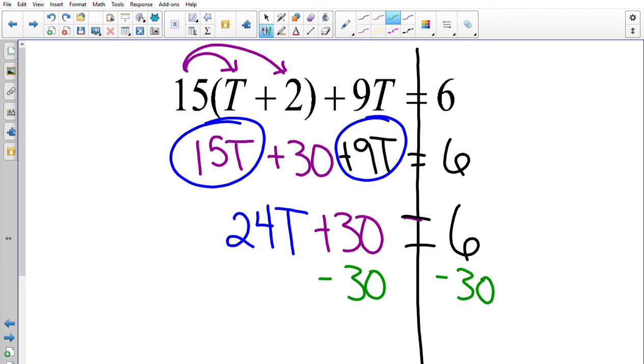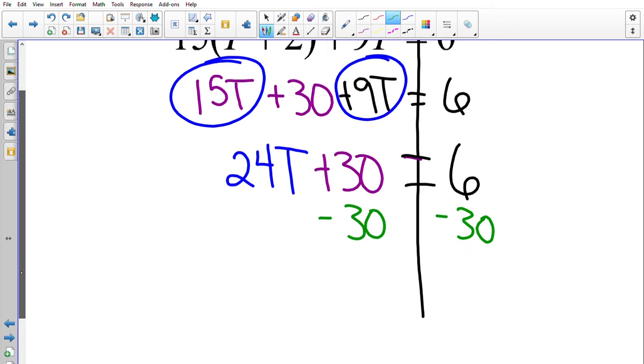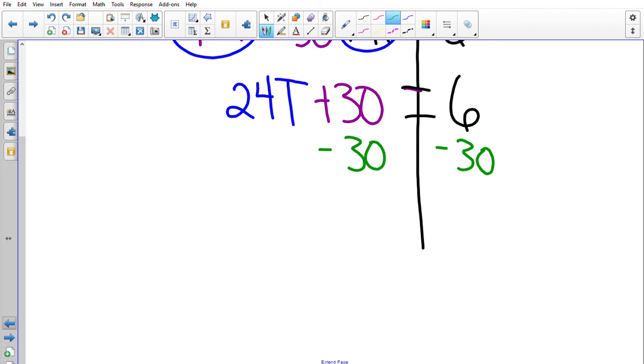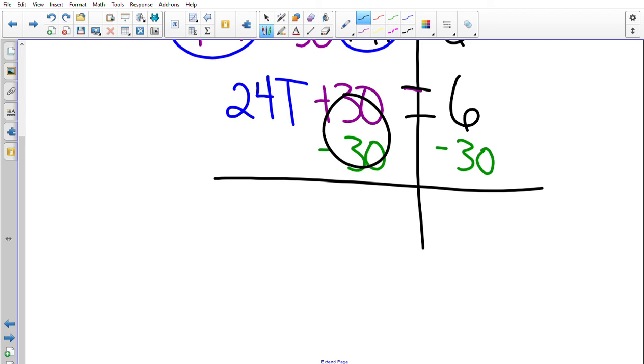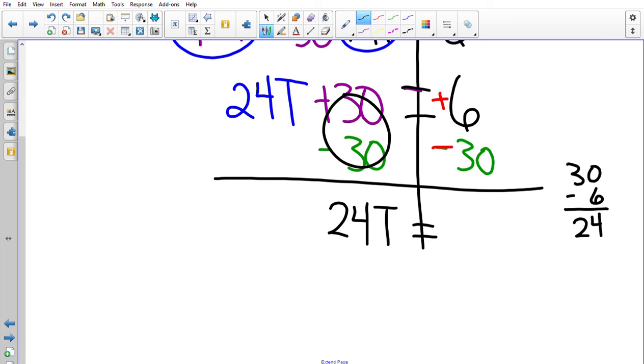Remember, I choose these values. I'm subtracting 30 because I need the 30s to cancel over there on the left. When I subtract the 30 from the left, they cancel, so I'm left with 24t equals, and then on the other side, watch this. You have to be careful. This is a positive and a negative. You're not multiplying. You're adding and subtracting. The signs are opposite. When the signs are opposite, you subtract the easy way. The easy way is 30 take away 6. 30 take away 6 leaves you with 24.